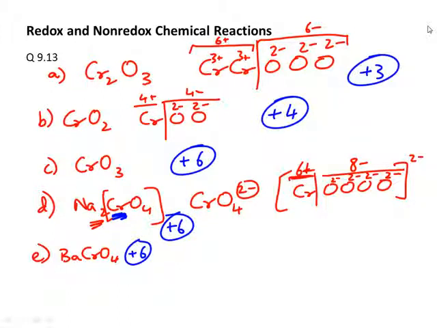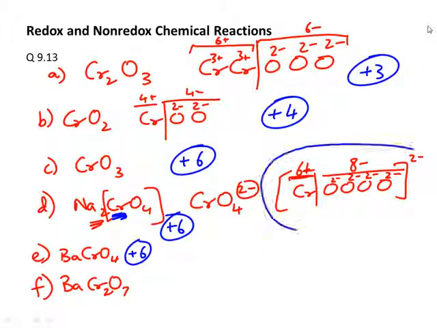F, barium BaCr2O7. Now this is barium dichromate. The idea doesn't change at all, and if you work through this problem like we did in part D, you will come to the conclusion that chromium in this is also plus 6. I just want to do a different one in this problem before I move on to the next problem.